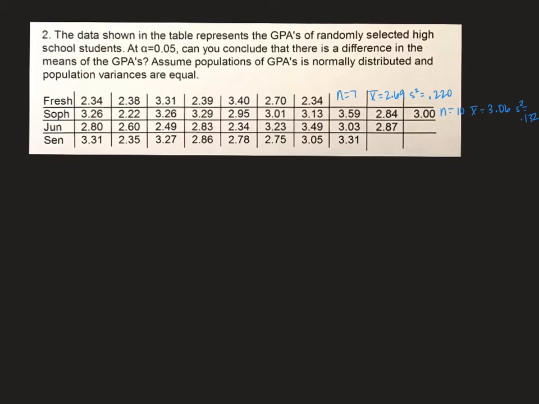For juniors, we had a sample of 9, a mean of 2.74, and a variance of 0.147, sorry. And then seniors, we had a sample size of 8, a mean of 2.96, and a variance of 0.115.